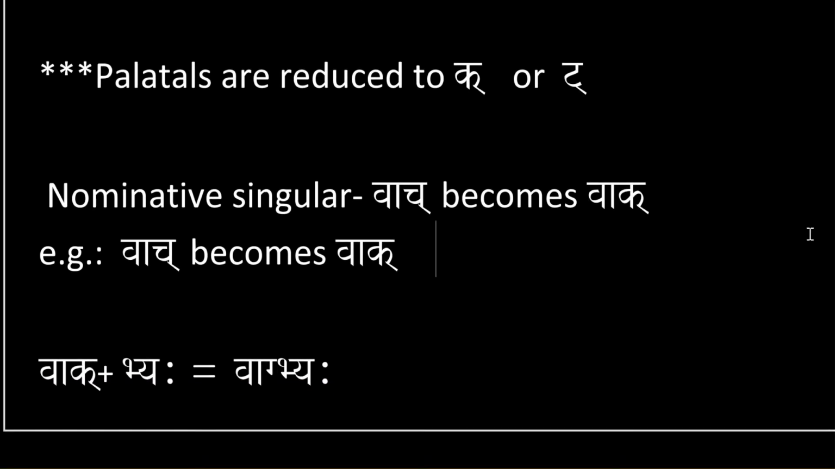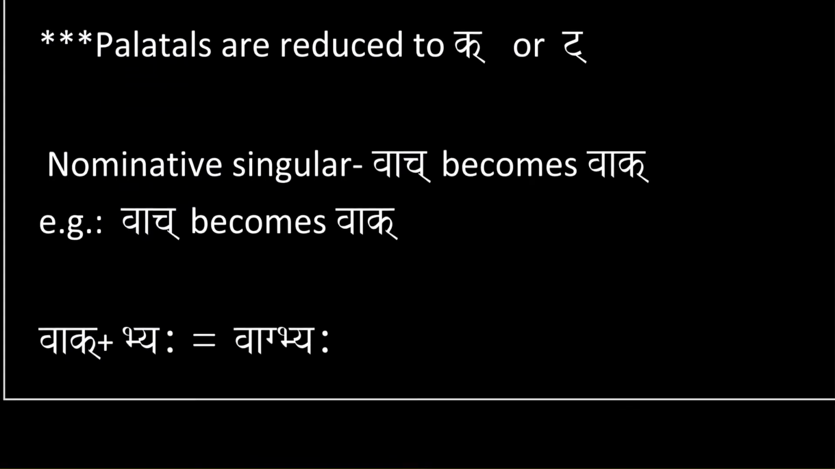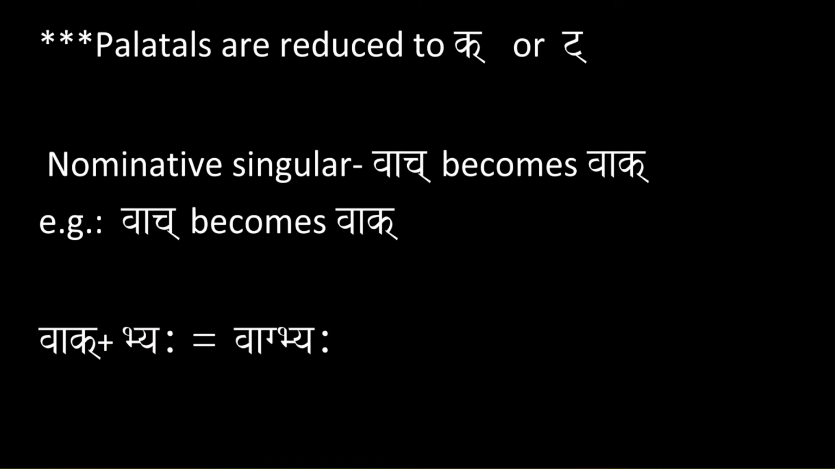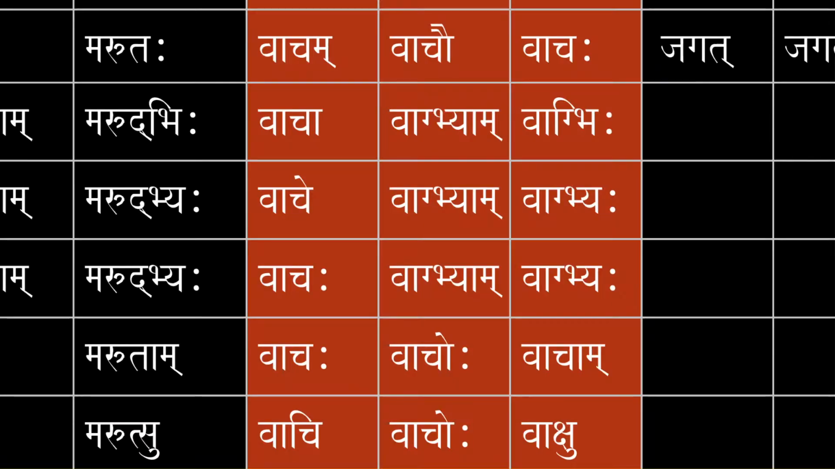And then back to the example of hard consonants turning into soft consonants. Vak plus bhyaha turned into vagbhyaha because the ka preceded by the bha had to turn into the ga, which is the soft consonant for the gutturals. Ga, ka, ga. That is why we saw the same change for vagbhyam and vagbhyaha and vagbhihi.